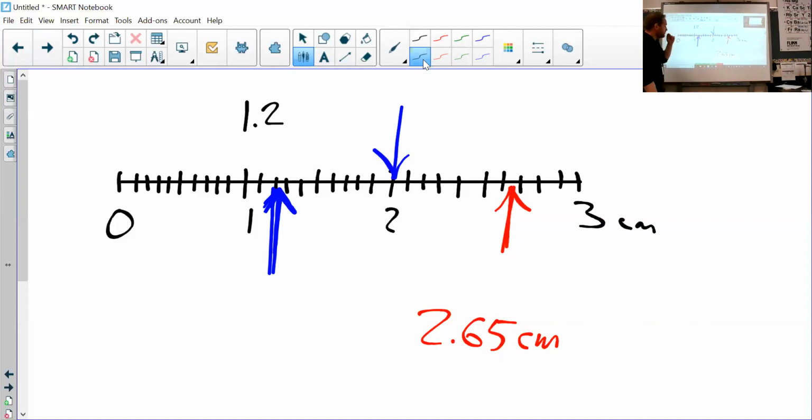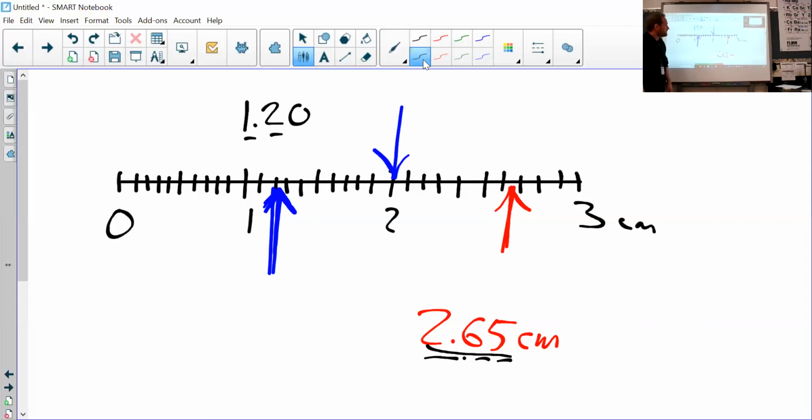Well, you say, well, what if it fell off the line? We already did that. One of the lines was 2.65. So you're going to match that same level of detail. So if this is 2.65, you're going to go 1.20.